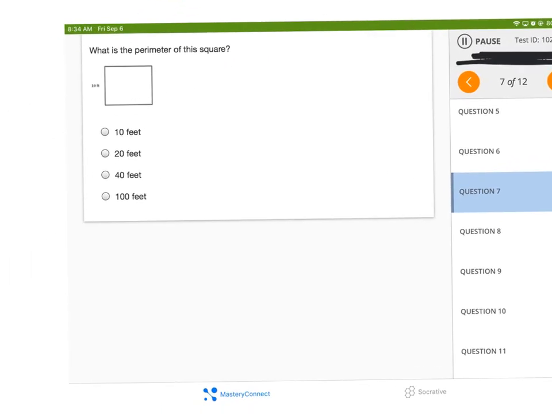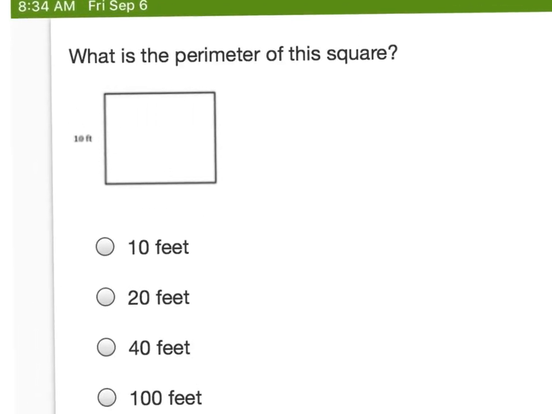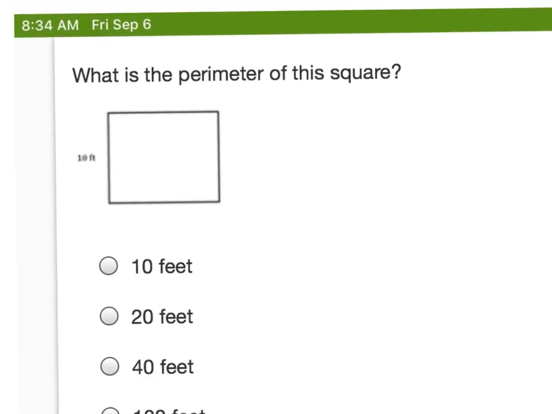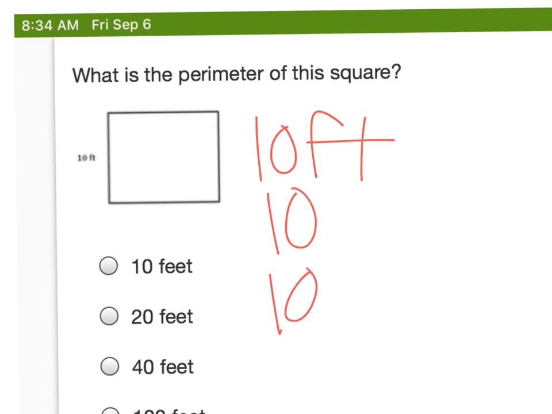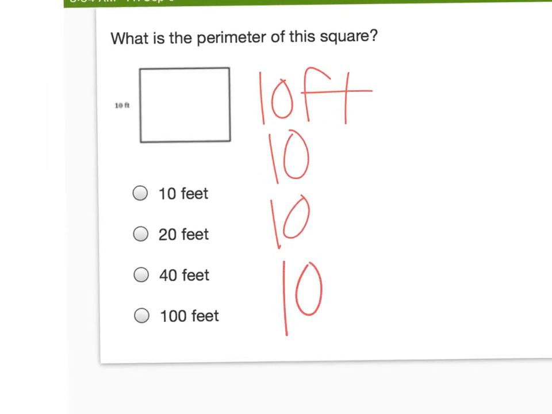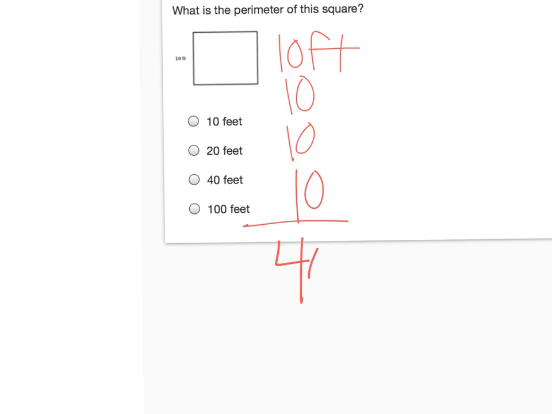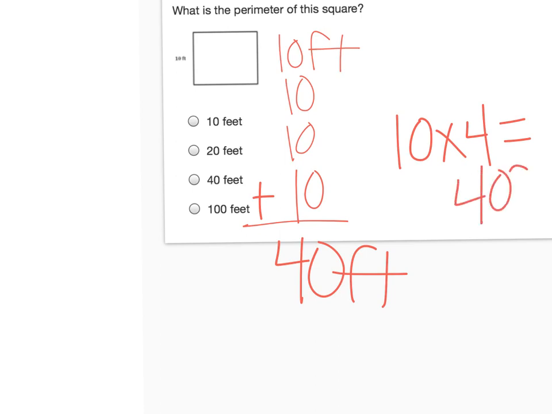Okay, number 7. Perimeter. What's the perimeter of this square? We know a square, all 4 sides are the same, and this side was 10 feet. Don't forget to put what measurement it was when you write an answer. So all 4 sides are 10 feet, so 10 plus 10 plus 10 plus 10 equals 40 feet. Or you could have just said 10 times 4 since the shape has 4 sides. Either way. That is choice C. Okie dokie.